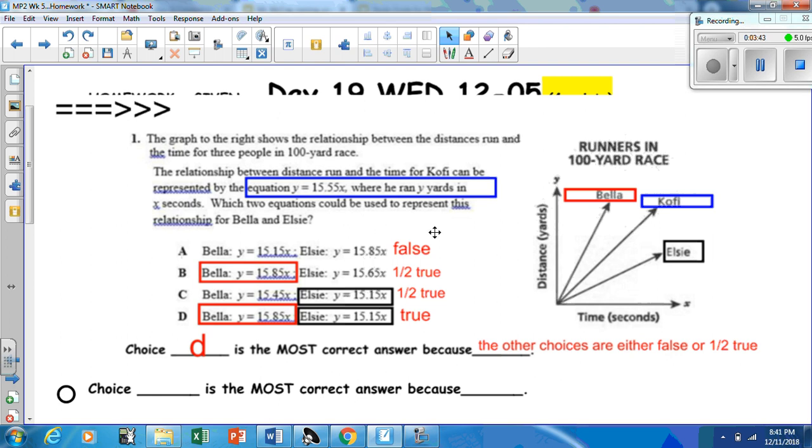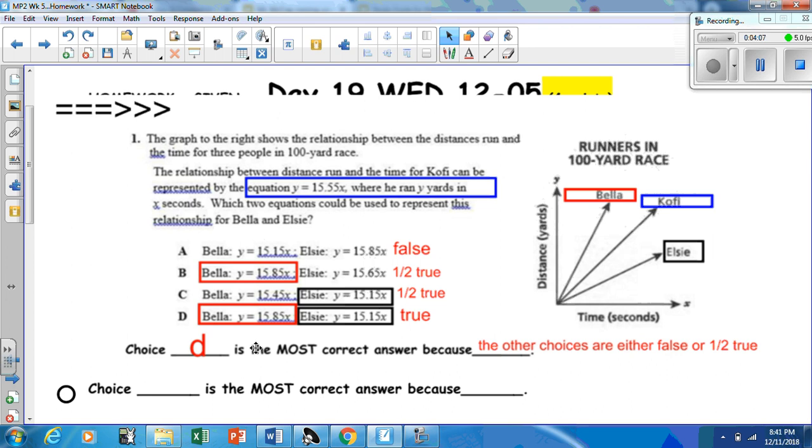So in other words, my best shot is to understand that Bella had to be bigger than 15.55 and Elsie had to be smaller than 15.55. And I get the best of both worlds in D. Let's keep it moving.